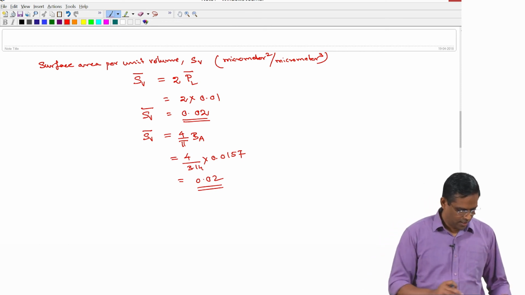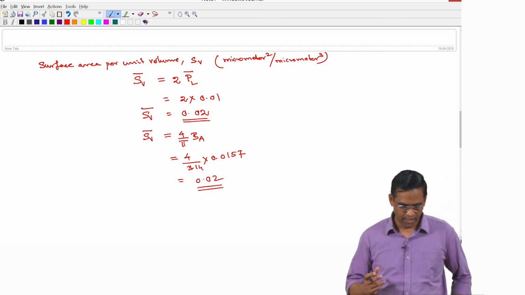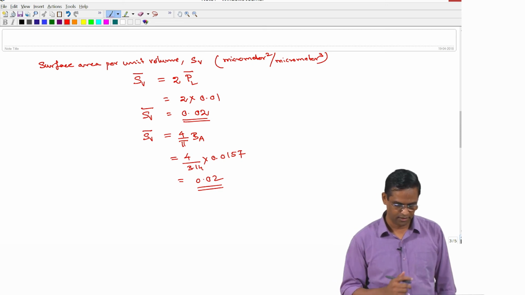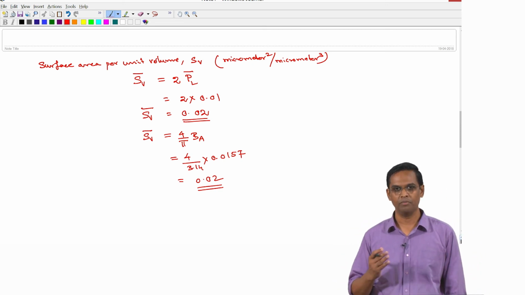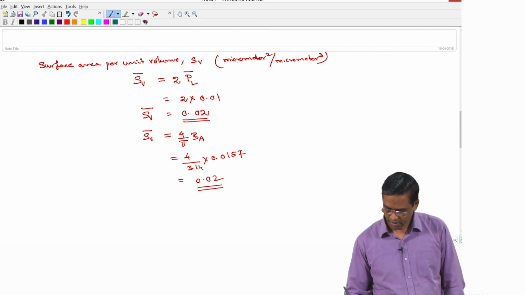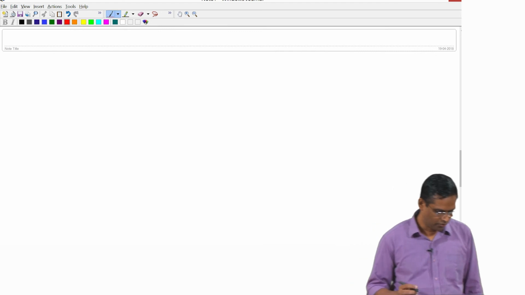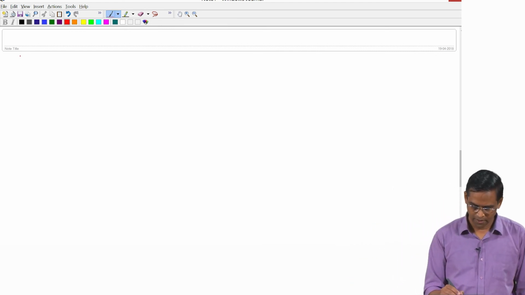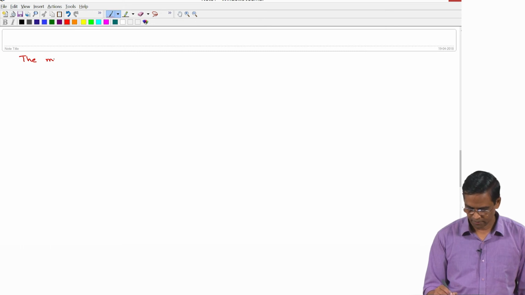Now, the other application of these measurements, like using PP and PL, the other important measurement is what we have done, the mean intercept length.